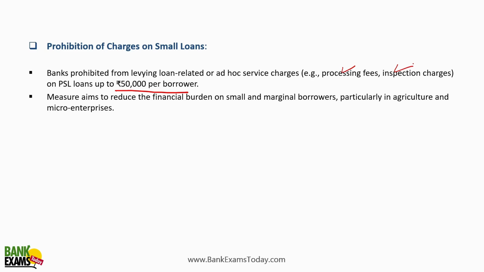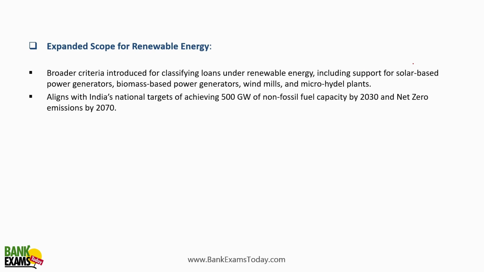अब आपने 20,000 रुपए का लोन लिया है, 30,000 का लोन लिया है, तो बैंक जो है फालतू खर्चे डालते हैं, एप्लीकेशन फी, प्रोसेसिंग फी. Now they can't do this. Okay. Expanded scope for renewable energy projects, right? So that criteria has been broadened. Broader criteria has been introduced under the renewable energy. Now it includes solar-based power generator, biomass-based power generator, windmills, microhydel plants. So these are included. Okay.